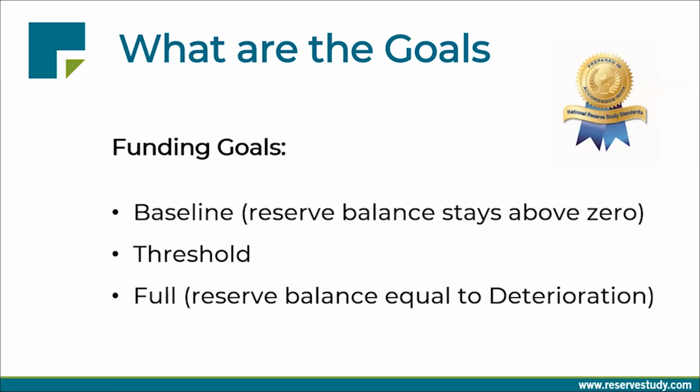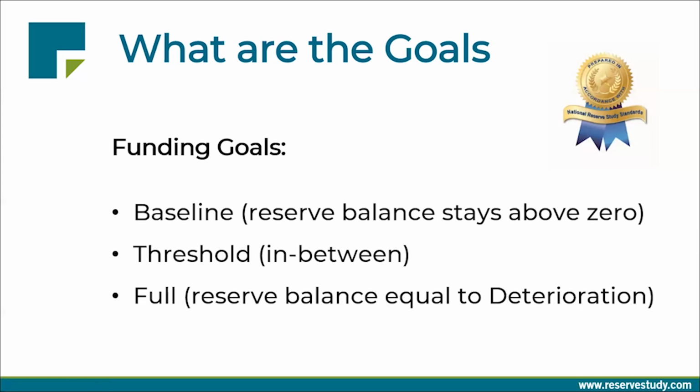Anyway, baseline funding is where your target is just keep the reserve balance above zero. Pretty simple, but remember, expenses are based on estimates, and Father Time and Mother Nature get a vote in your plan. So there's good reason to have a little bit of margin. And full funding is where the reserve balance, the cash in the bank, cash and savings, is equal to the deterioration around the association. So you're trying to offset the expenses of what has happened. So it's a little bit higher amount of cash in the bank.